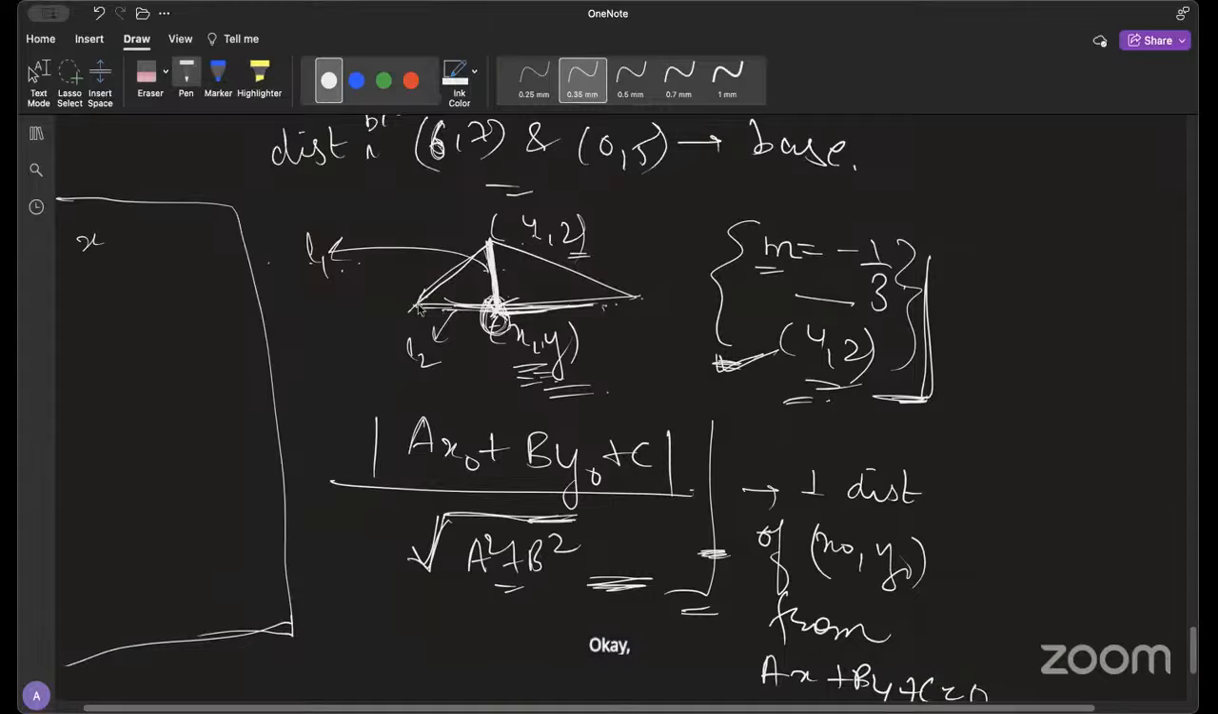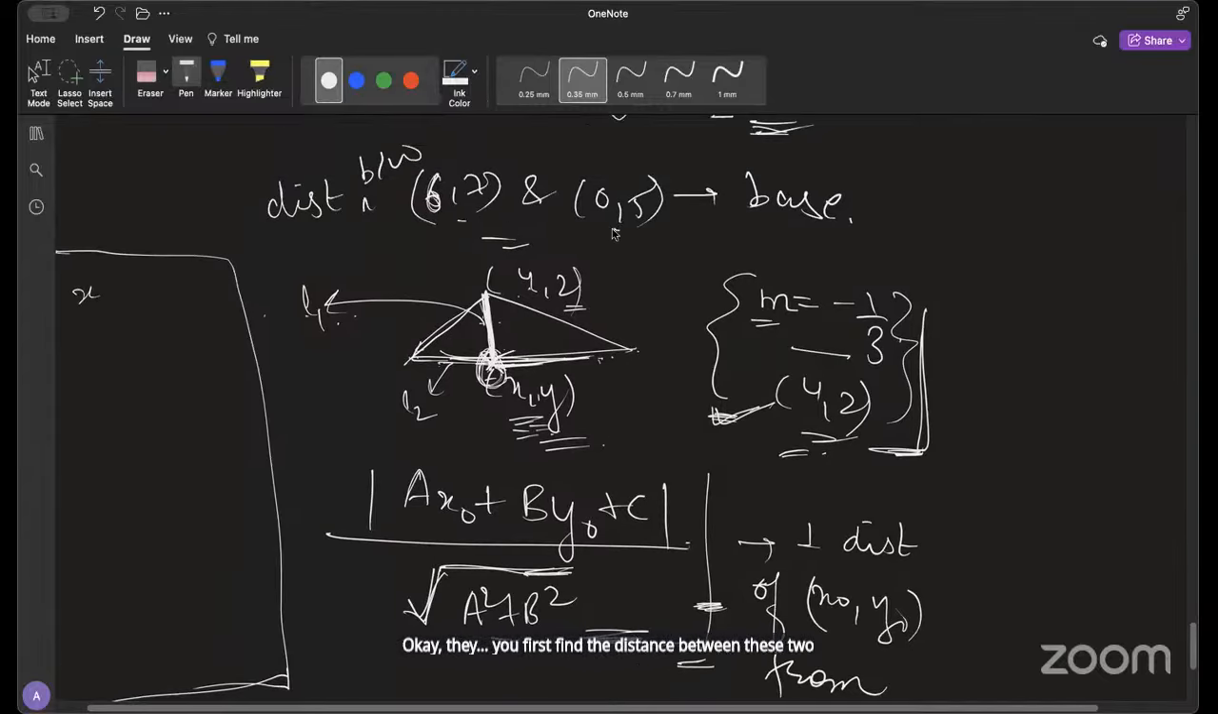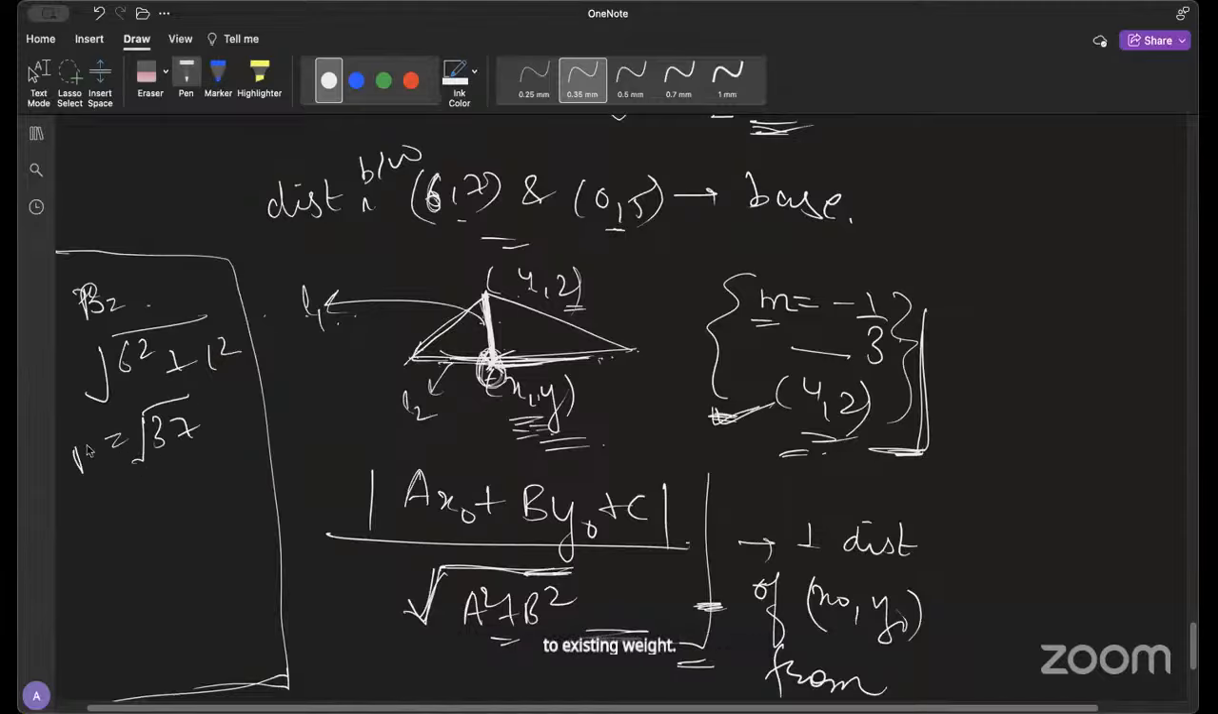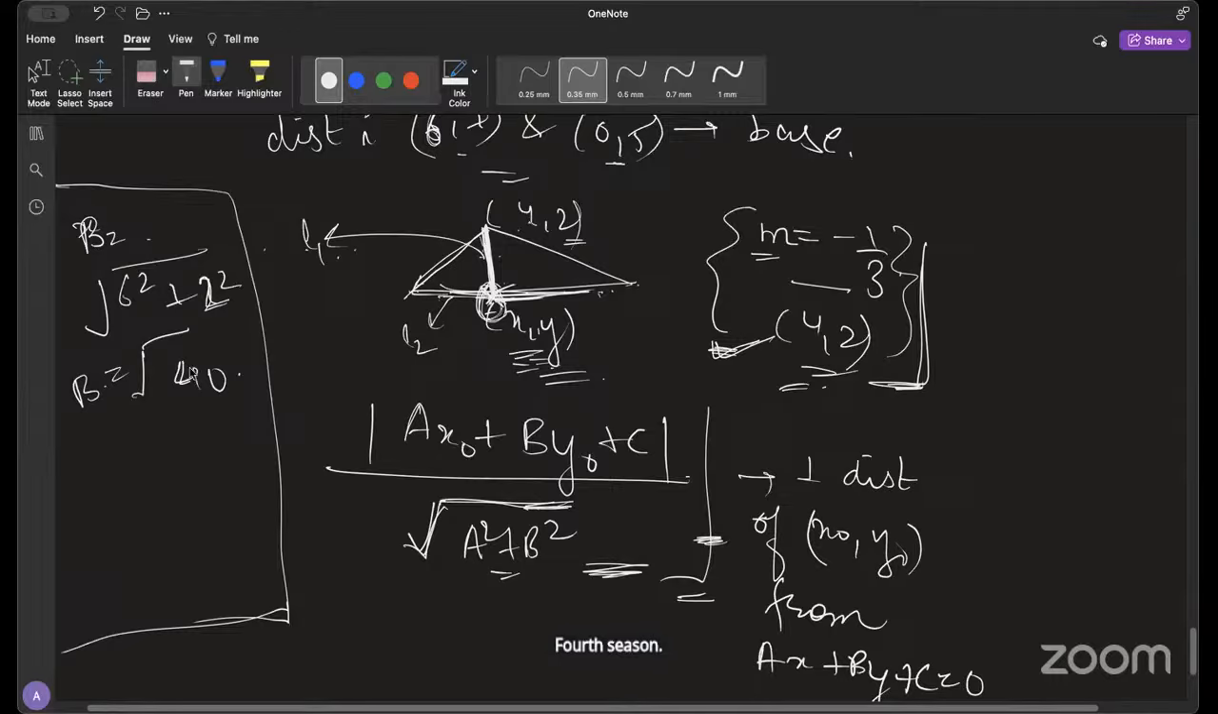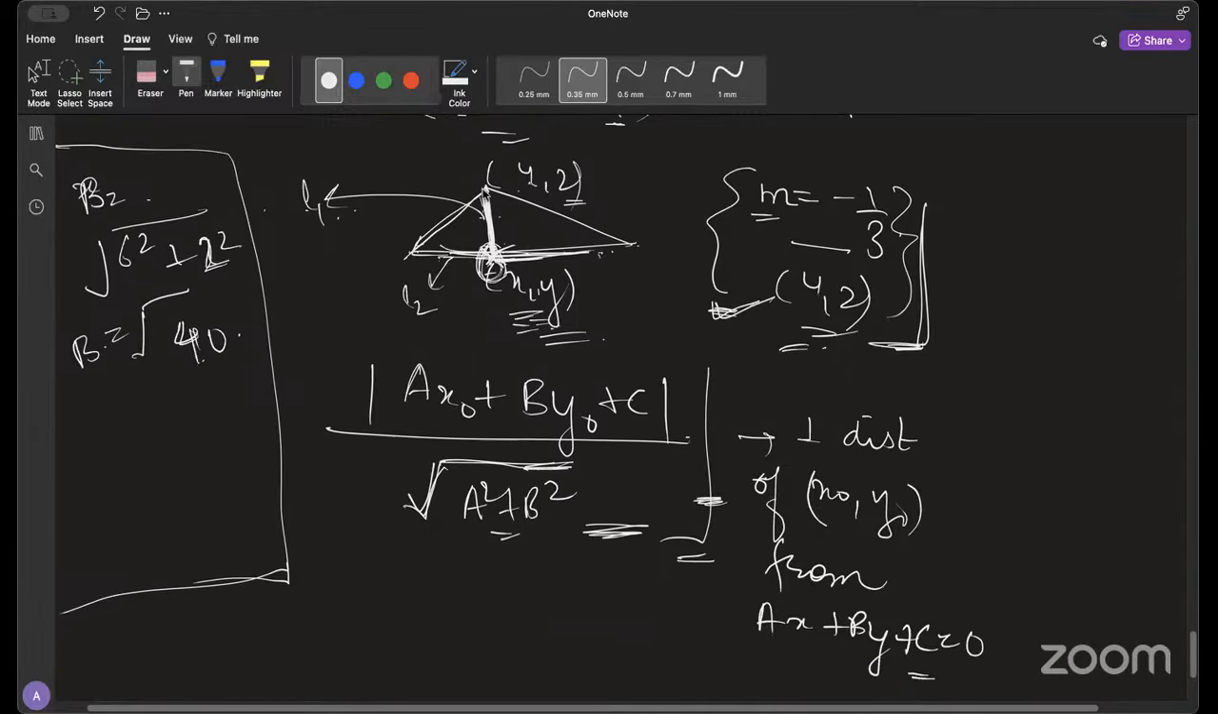Okay, you first find the distance between these two points, which will give you the base. So it will be 6 minus 0, so 6 square, plus 7 minus 5 whole square. And 7 minus 5 is 2. Okay, sorry, it's going to be 40 then. This is the base, and then you need the height.